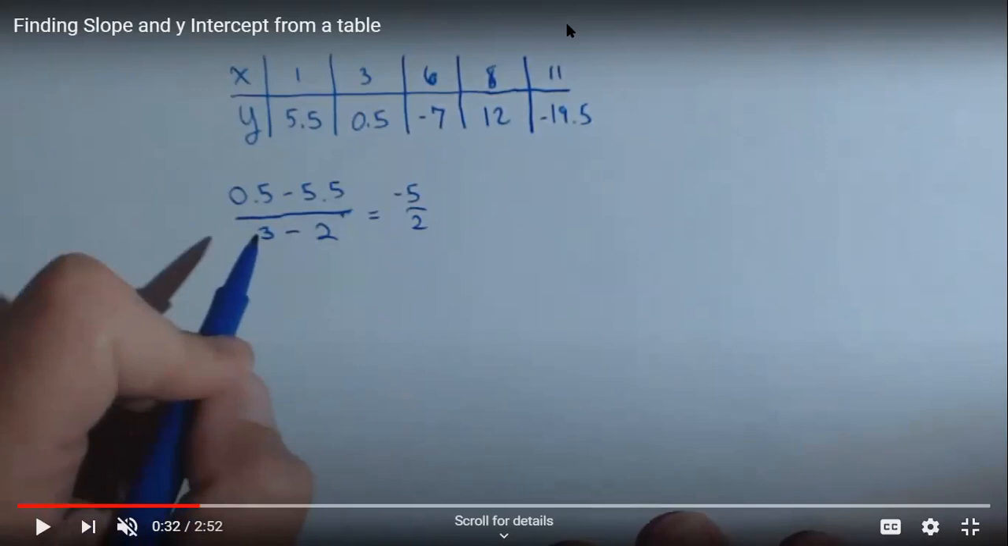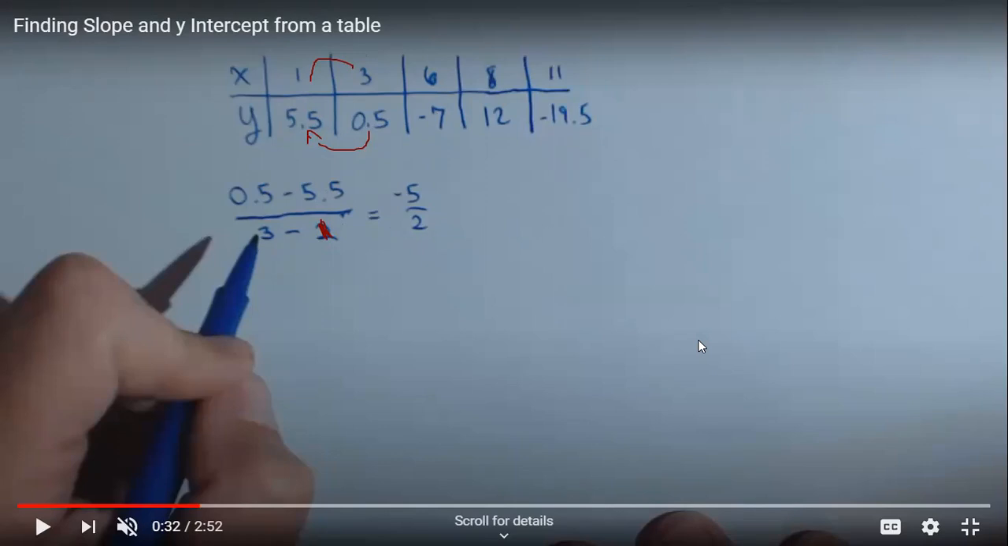Then here in this one, it will be 0.5 minus 5.5, and 3 minus 1. Then 3 minus 1, it will be equal to. So the answer, it will be negative 5 over 2. Then we will continue with the second point.